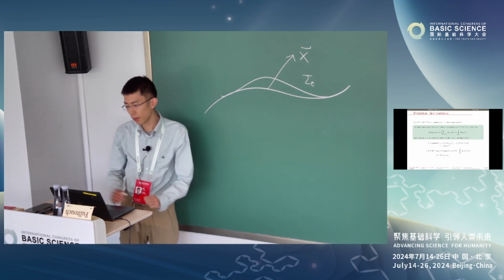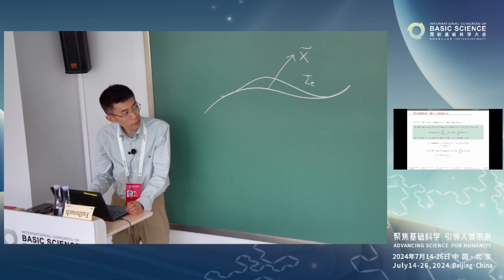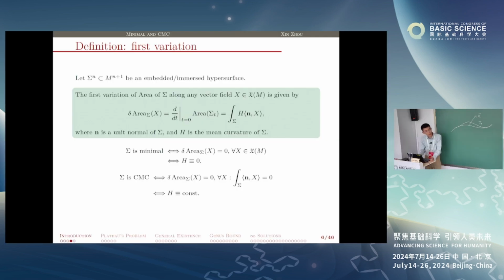The surface is minimal if and only if the first variation vanishes for any compactly supported vector field, which is equivalent to saying that the mean curvature vanishes. And the surface has constant mean curvature if and only if the first variation vanishes for all volume preserving vector fields. This volume preserving condition implies the mean curvature equals a constant. These will be my formal definitions of these two concepts.